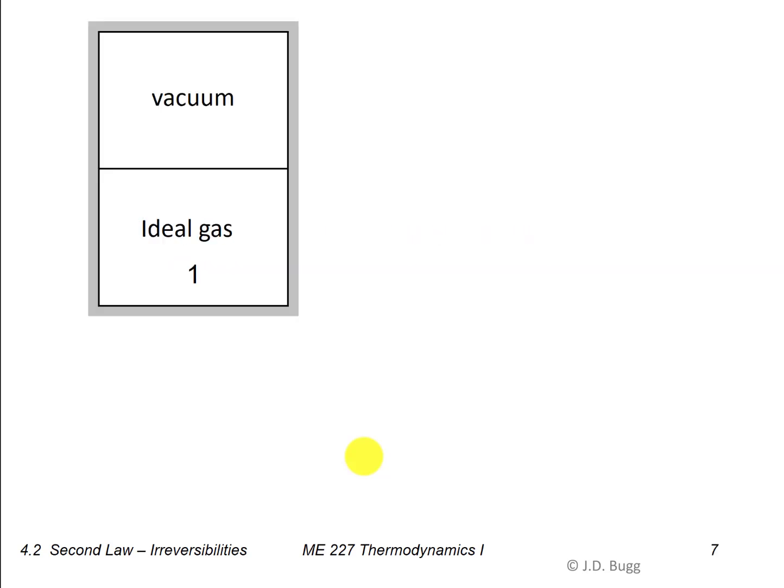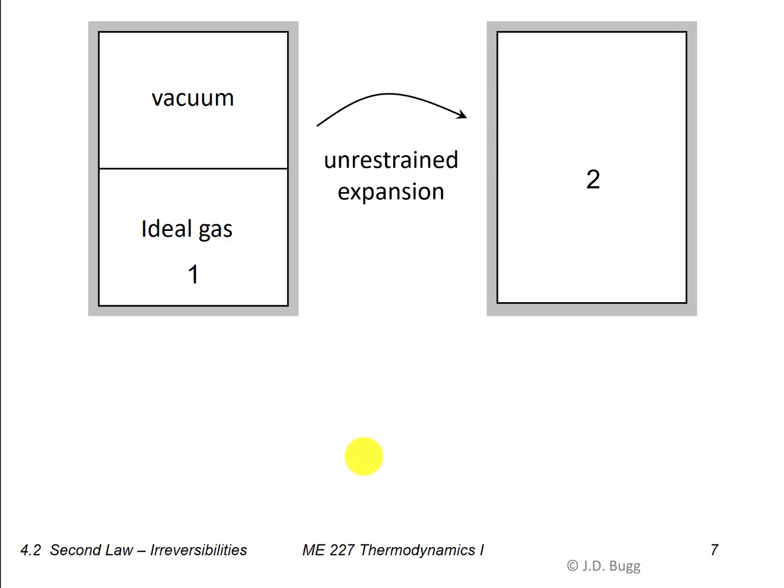So the particular process that we want to investigate first is an unrestrained expansion. So here we have a vessel that is divided in half. Top half we have a vacuum. In the bottom half we have an ideal gas. And this is originally at state 1. So there's a certain pressure and temperature here. And the whole thing is insulated. So no heat transfer with the surroundings.